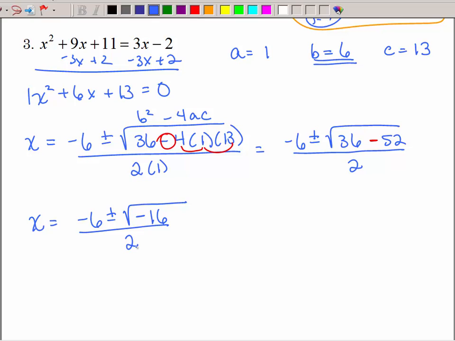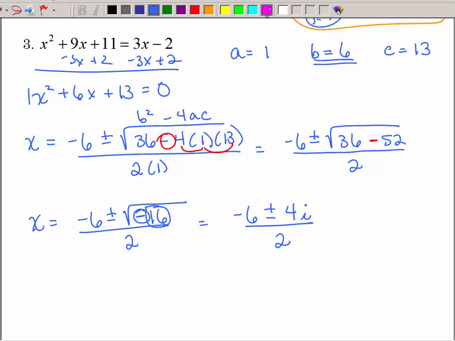Now we see why we need to learn complex numbers or imaginary numbers. We can take the square root of negative numbers. The square root of positive 16 is 4, but remember that negative, the square root of negative 1 is defined to be i, over 2.